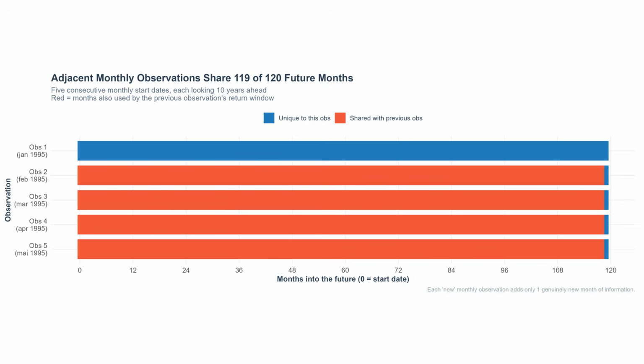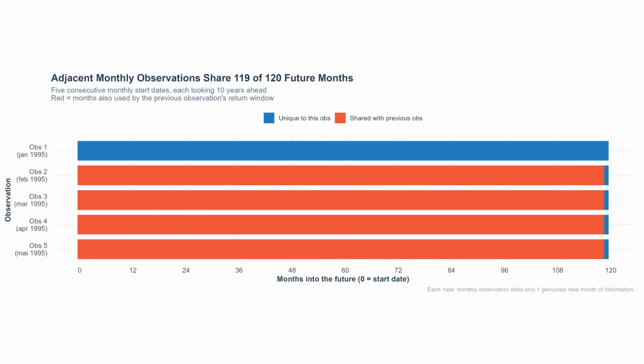So let's say your very first data point, your first dot on the scatterplot, is January 1990. To calculate the 10-year future return for that specific dot, you track the stock market's performance from January 1990 all the way to January 2000. That's 120 months of continuous market movement. Makes perfect sense. That gives me the coordinate for my January 1990 dot.